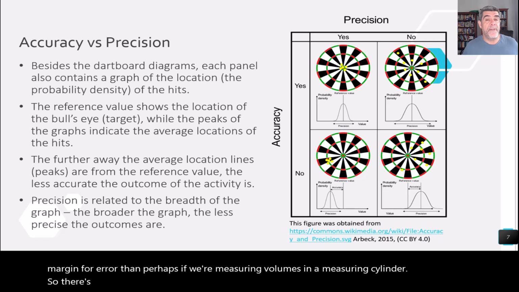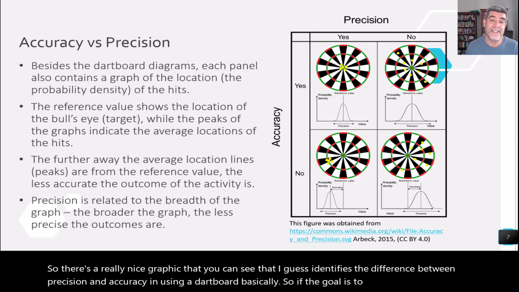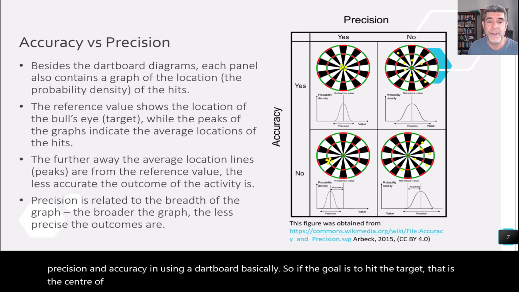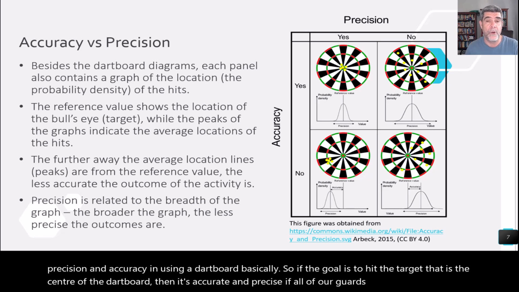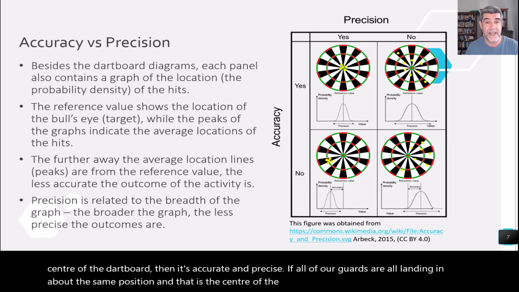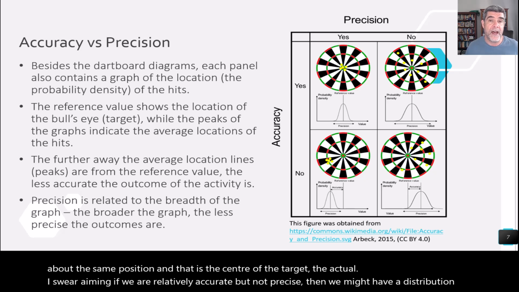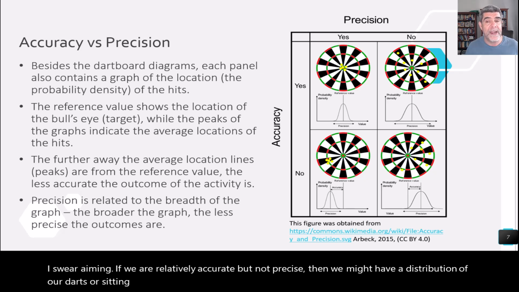So there's a really nice graphic that you can see that I guess identifies the difference between precision and accuracy using a dartboard. If the goal is to hit the target, that is the center of the dartboard, then it's accurate and precise if all of our darts are all landing in about the same position, and that is the center of the target, the actual place we're aiming. If we are relatively accurate but not precise, then we might have a distribution of our darts all sitting somewhere around the center, but not close together.